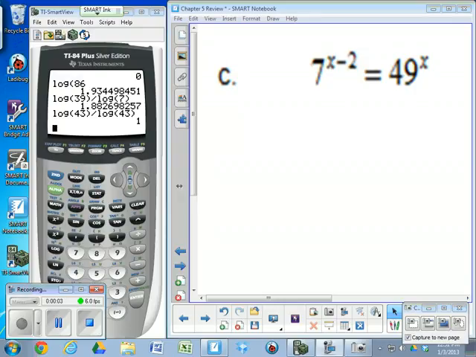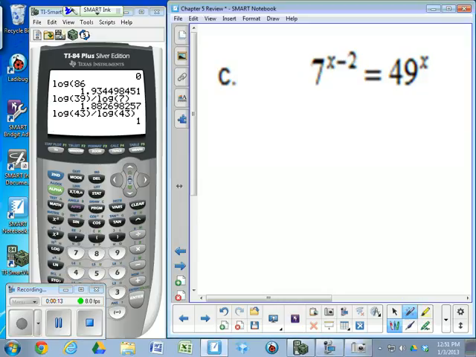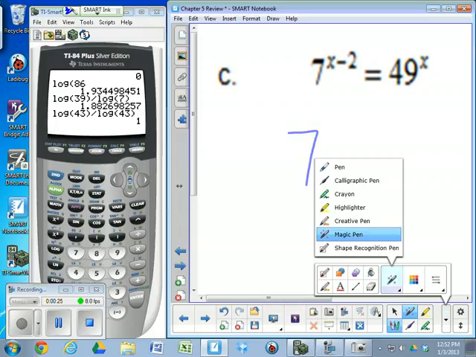The conversation we're having about number 12C on the Unit 5 review involves trying to get some relationship between who and what? 7 and 49. Is there a relationship between the two? Why, yes. 7 squared is 49, right? Everybody agree with that?